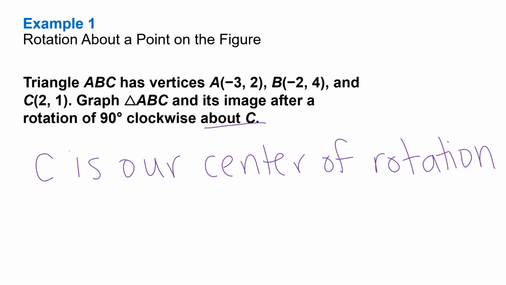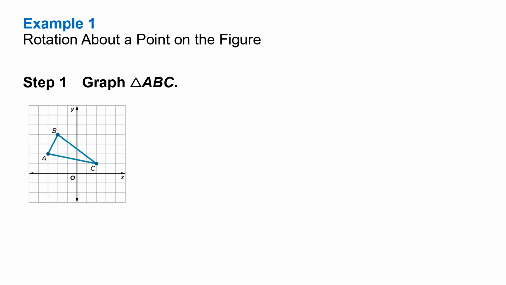C is our center of rotation, but C is not the origin. So we cannot apply the rules directly. So we are going to have to use translations in addition to our rotation rules. The first thing we need to do is graph triangle ABC. And you can see triangle ABC graphed on this coordinate plane.